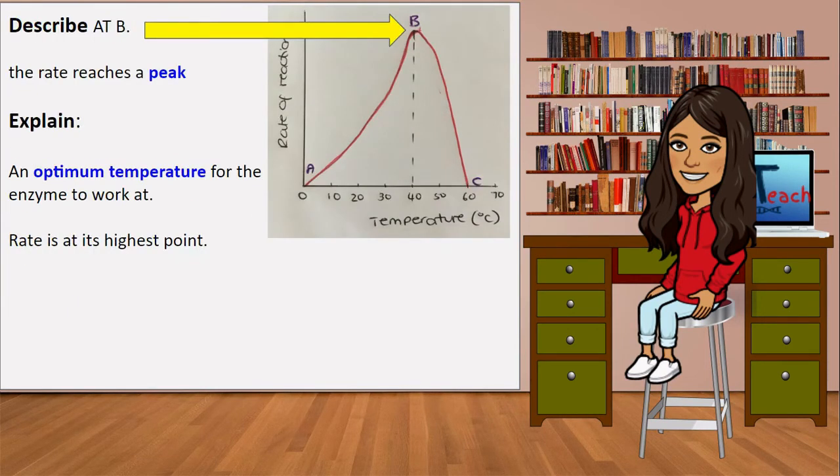The next is looking at point B. To describe what's happening at this stage, we talk about the peak or the optimum being reached. To explain, we need to say that this is the best or the optimum temperature and the rate of reaction is at its highest point.